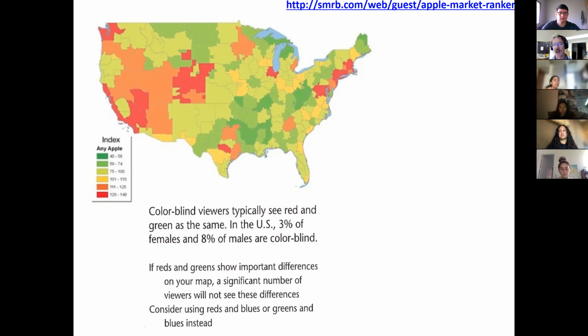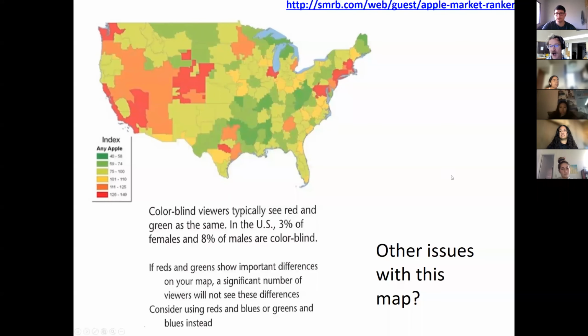But I pay attention to this. So when you guys are making maps in the future, if you submit a map and it's got red-green symbology, I'm going to ding you on that, because it's not going to be accessible to folks who are red-green colorblind. Okay, so just a word of warning about this in the future.